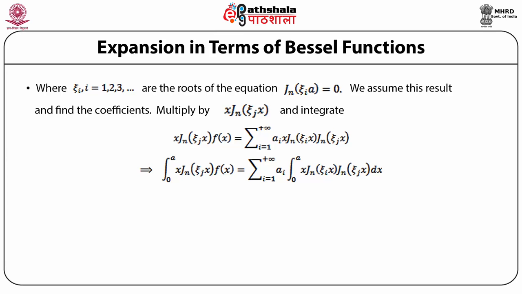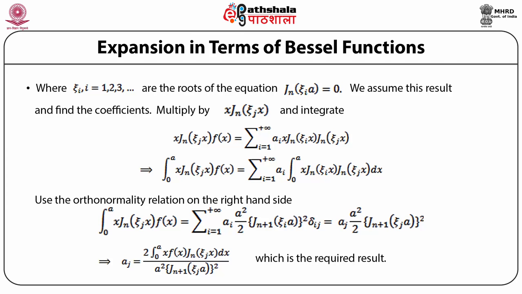Multiply by x into Jn of ξj x and integrate. We get x into Jn of ξj x into f of x is equal to summation over i going from 1 to infinity ai into x into Jn of ξi x into Jn of ξj x. This implies the integral from 0 to a of x into Jn of ξj x into f of x is equal to summation over i going from 1 to infinity ai into the integral over x going from 0 to a of x into Jn of ξi x into Jn of ξj x.